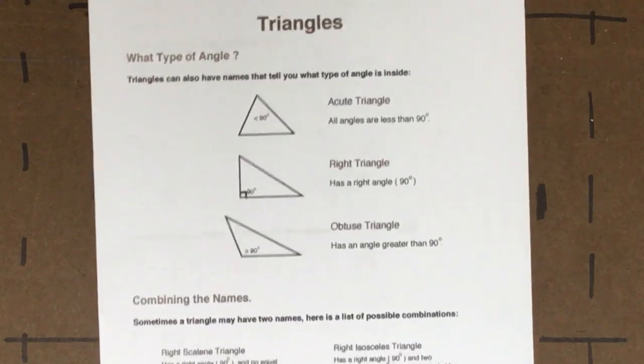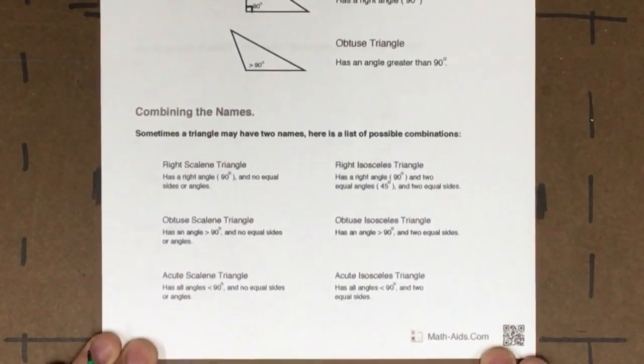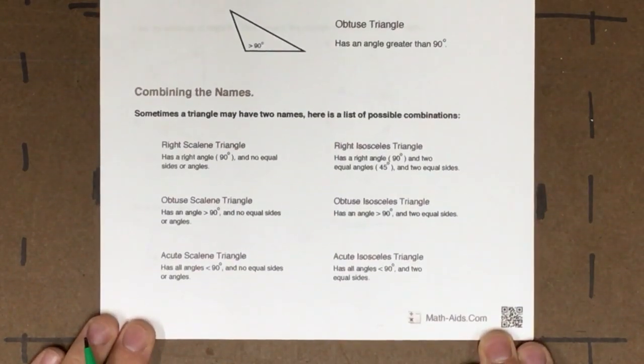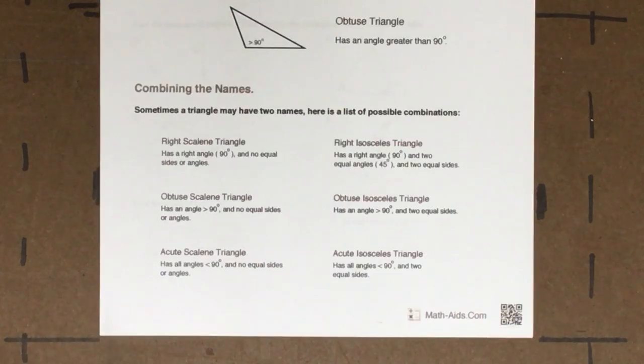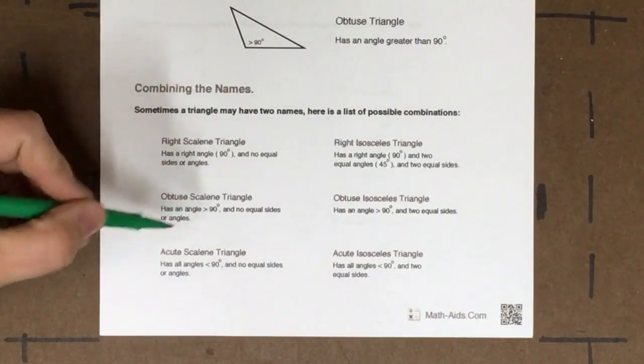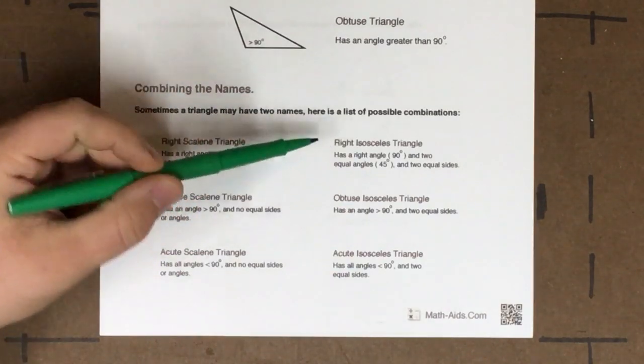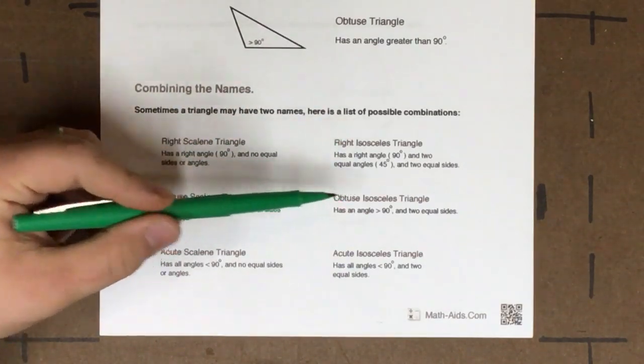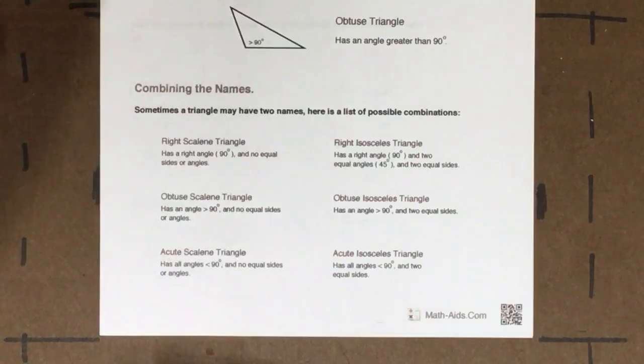When you name a triangle, you're going to use the angle first and then the type of triangle with what they have in common. So an example would be like right scalene, obtuse scalene, acute scalene, or right isosceles, obtuse isosceles, acute isosceles. Remember, equilateral is always going to be everything's the same. So if it's an equilateral triangle, you just put equilateral.